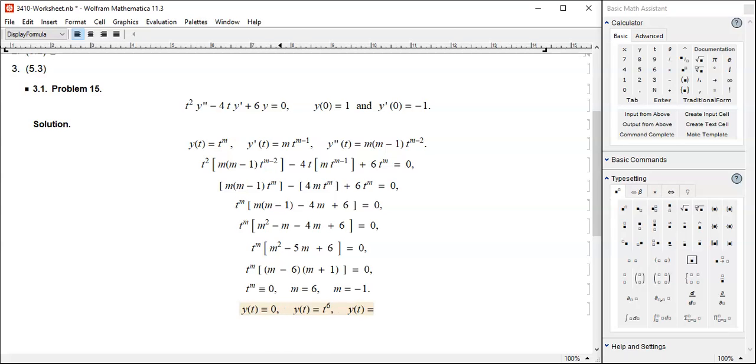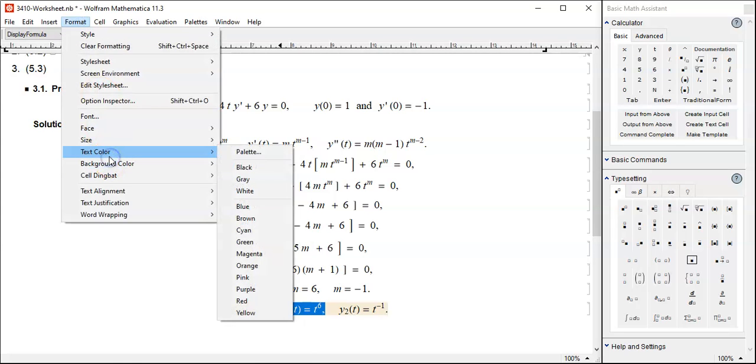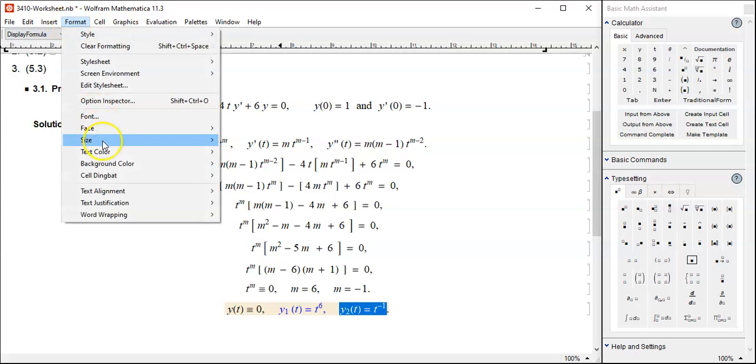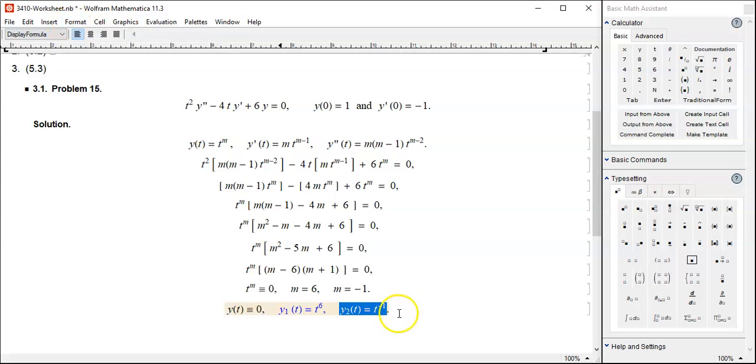Sorry about all those typings. Okay, we got that, and let's name it as y1, and let's name it as y2. And these are solutions of the homogeneous equation. Are they linearly independent? I'll leave that checking to you, and you can clearly see they are not linearly dependent.